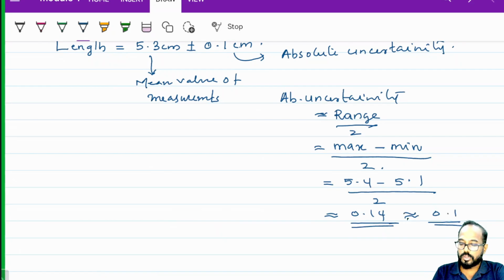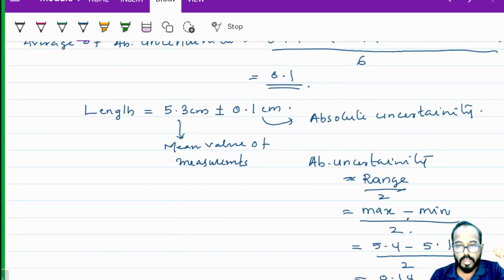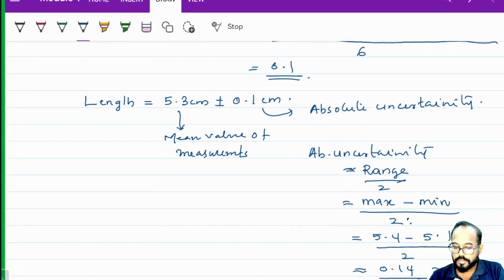So now you understood what is absolute uncertainty in a single measurement. If a set of measurements are given, how to calculate the absolute uncertainty and how to represent that physical quantity: the mean value plus or minus absolute uncertainty. This is how you represent the physical quantity after measurement, with uncertainties. Is it clear?